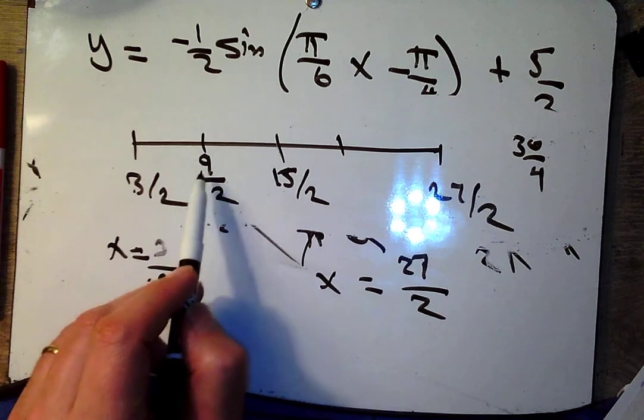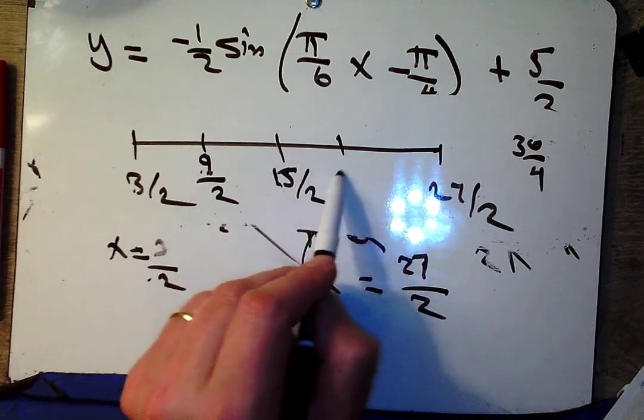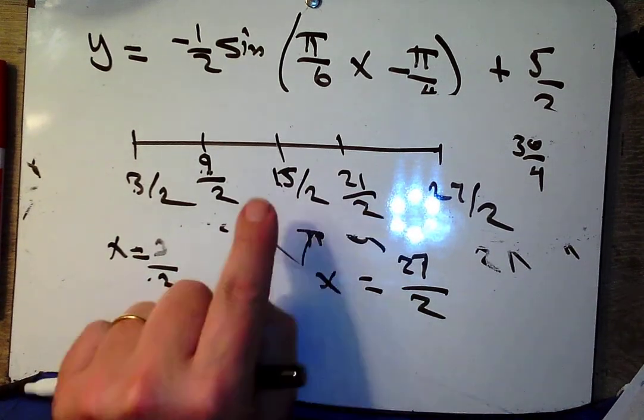From 3 to 9 is 6. From 9 to 15 is 6. Oh, this will be 21 over 2. Well, let's confirm it.